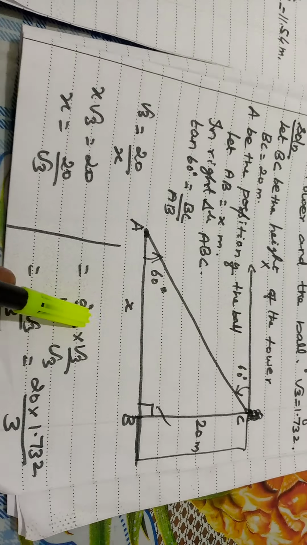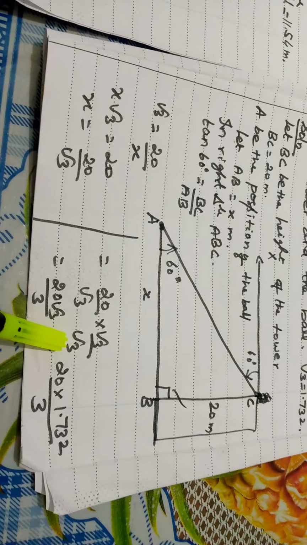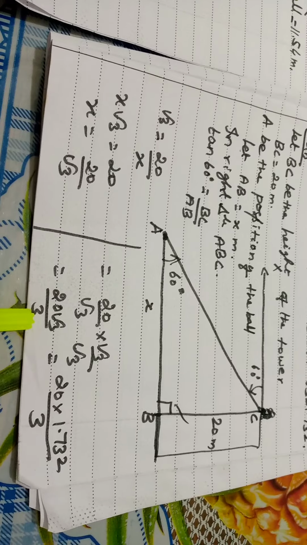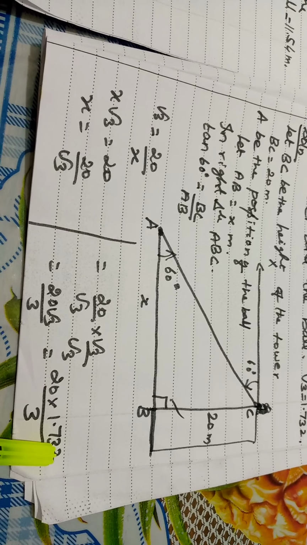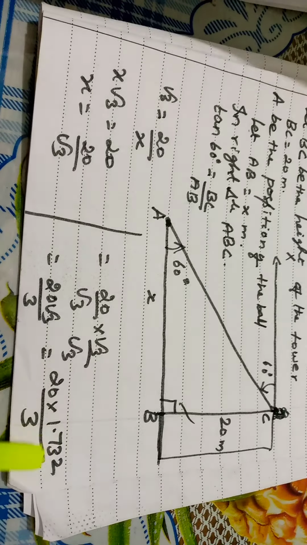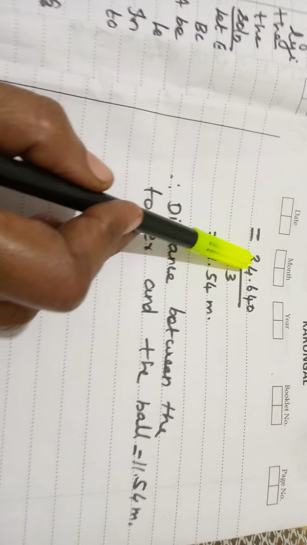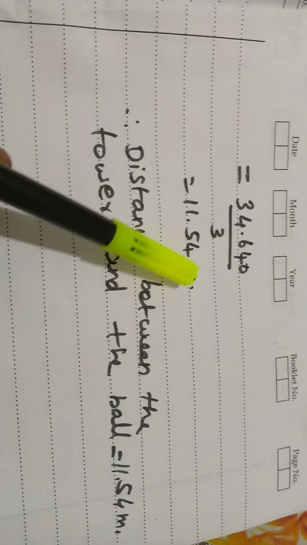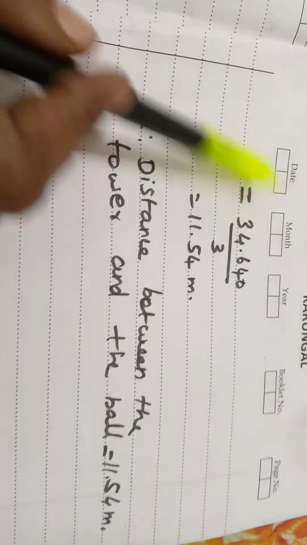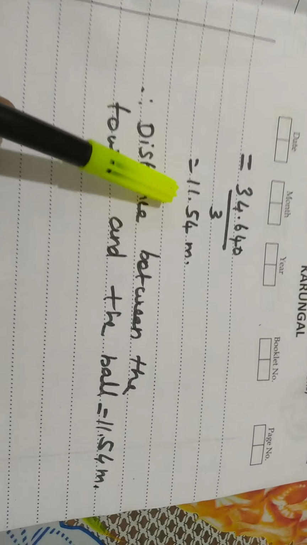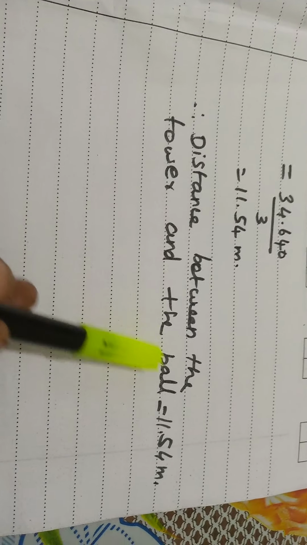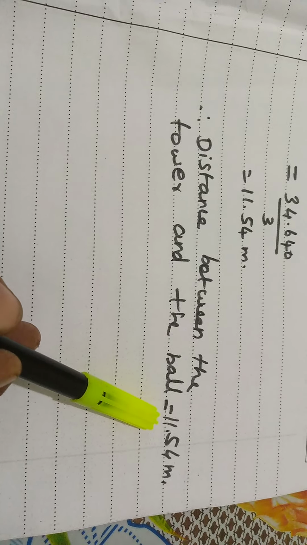Take the conjugate, we get 20 by root 3 into root 3 by root 3, which is equal to 20 root 3 by root 3 into root 3, which is 3. Root 3 value is given as 1.732. So 20 into 1.732 we have 34.640 by 3. Divide it as usual division, leave the decimal and divide it. 11.54 meters we get. So the distance between the tower and the ball is equal to 11.54 meters.